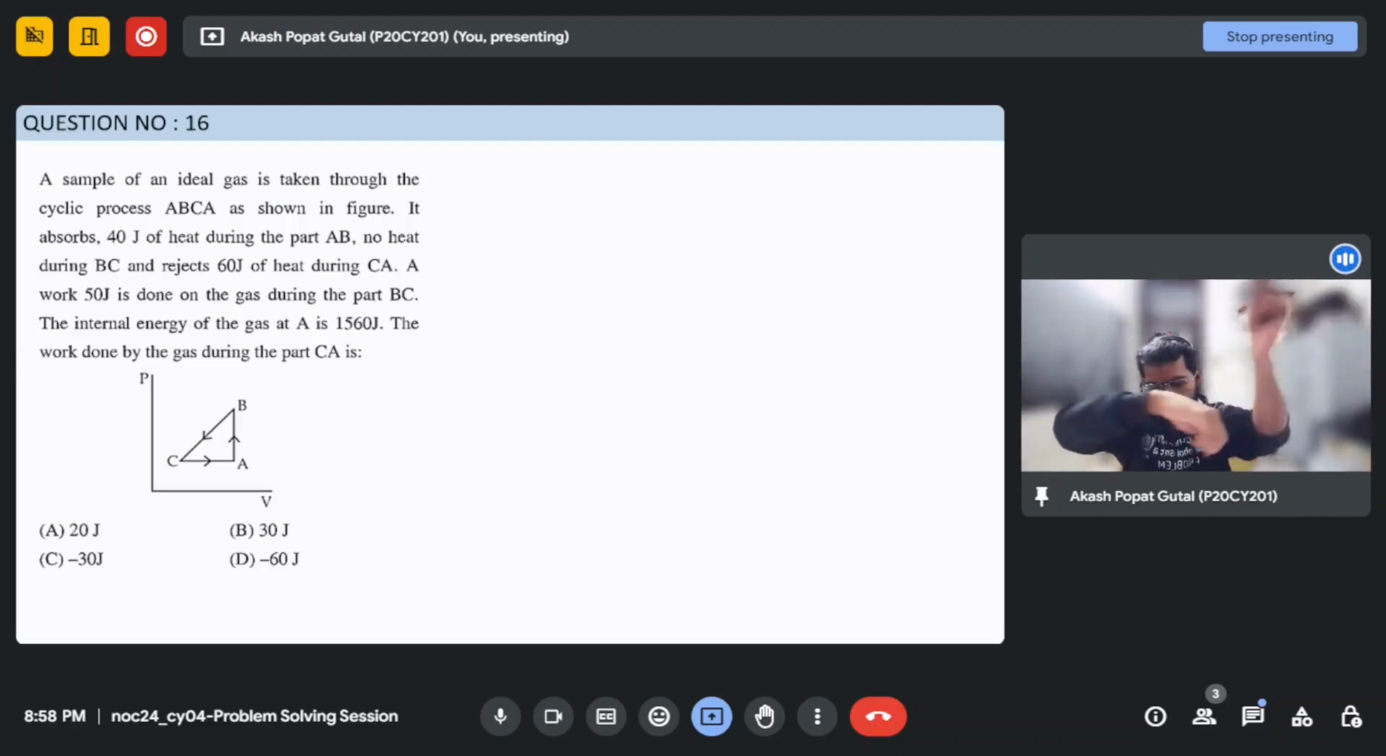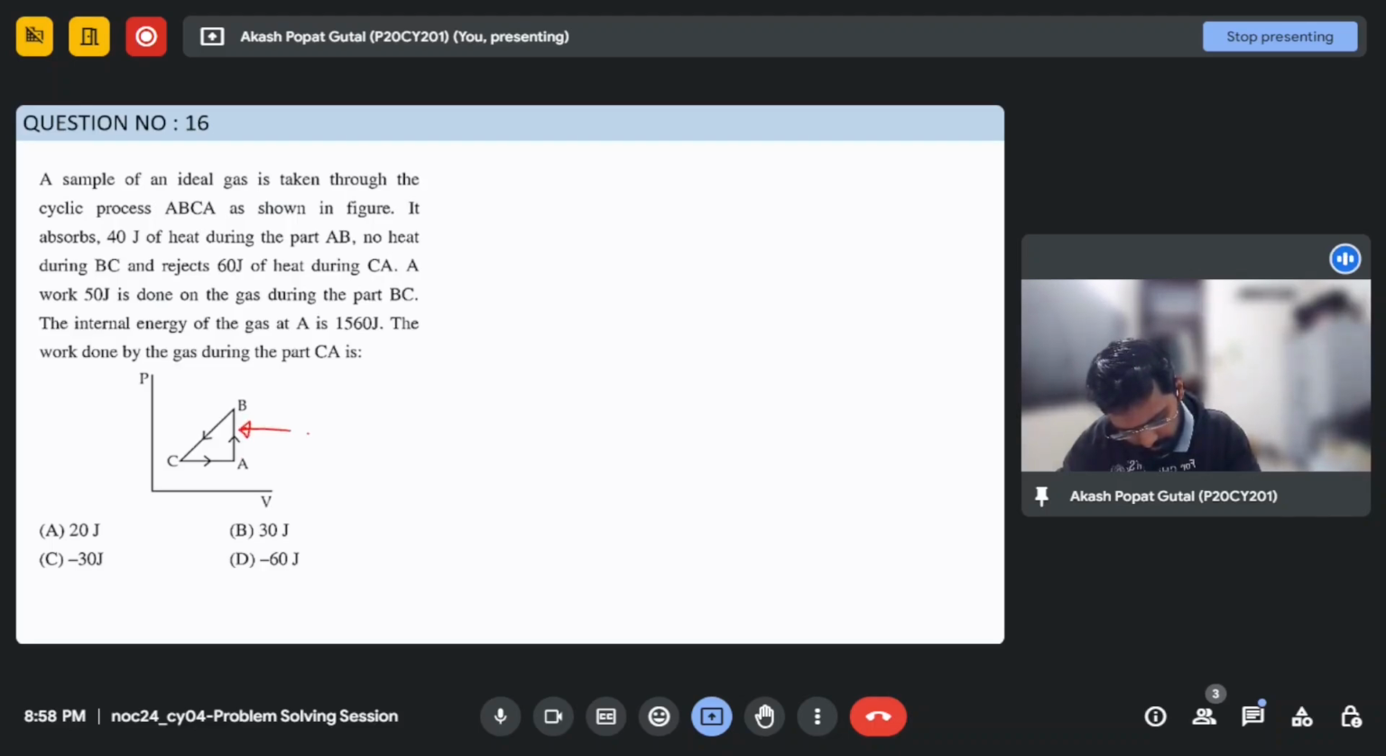So a sample of the gas is ideal and the process is ABCA. Suppose it absorbs 40 joule of heat during the part AB. We know from A to B it absorbs the 40 joule, which means heat is gained by the system. And no heat during B to C. And 60 joule of heat during C to A, which rejects the 60 joule, meaning it's going outwards as 60 joule.